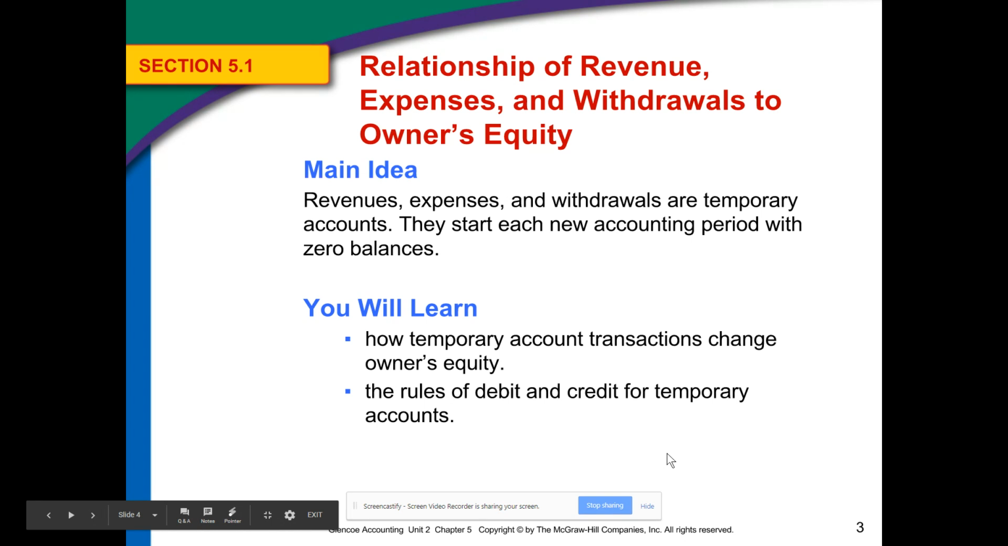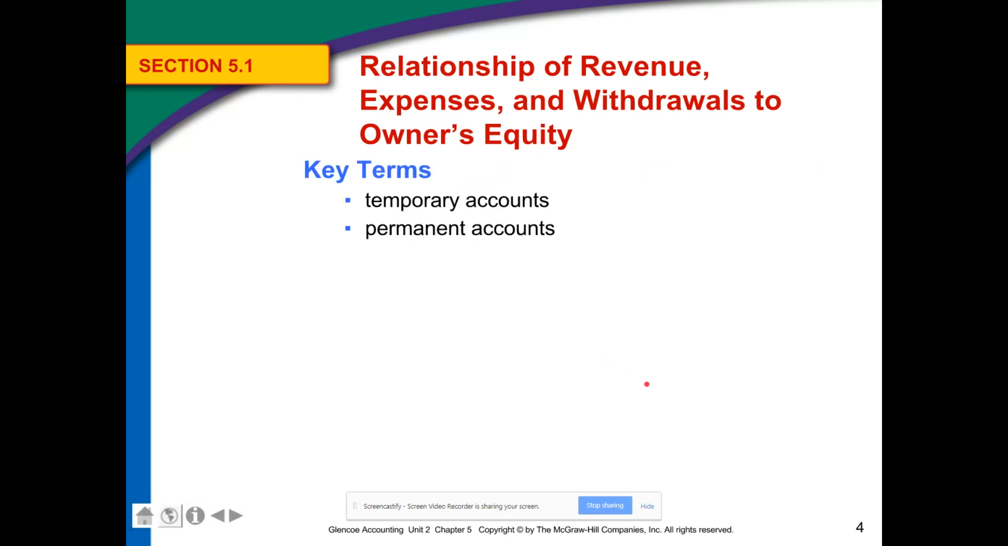You had your asset accounts, your liability accounts, and your owner's equity accounts. Today we're going to look at revenues, expenses, and withdrawals. And you will have some practice problems to do with this. So, we're going to look at what's called temporary accounts. So, we have temporary accounts today that we're looking at.